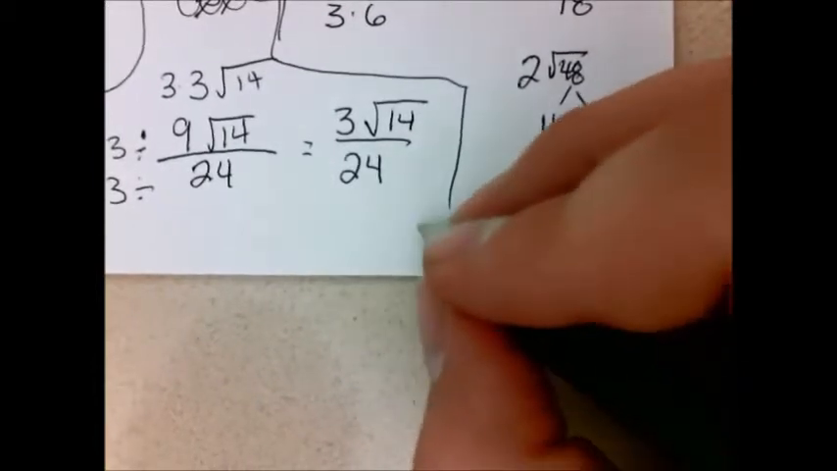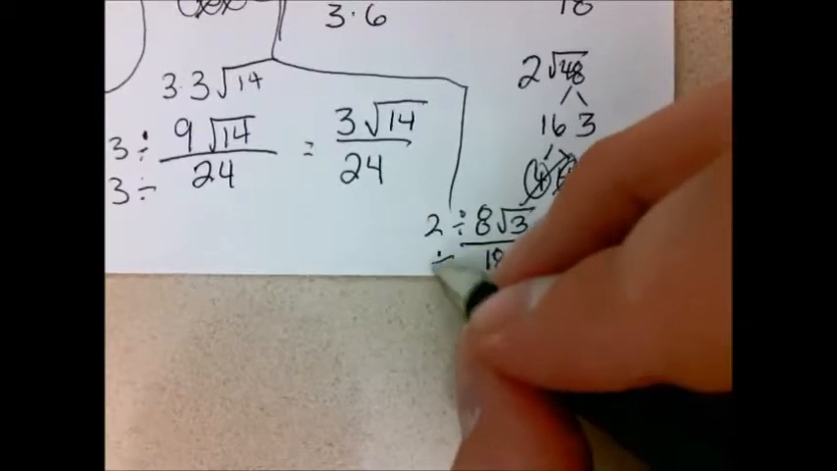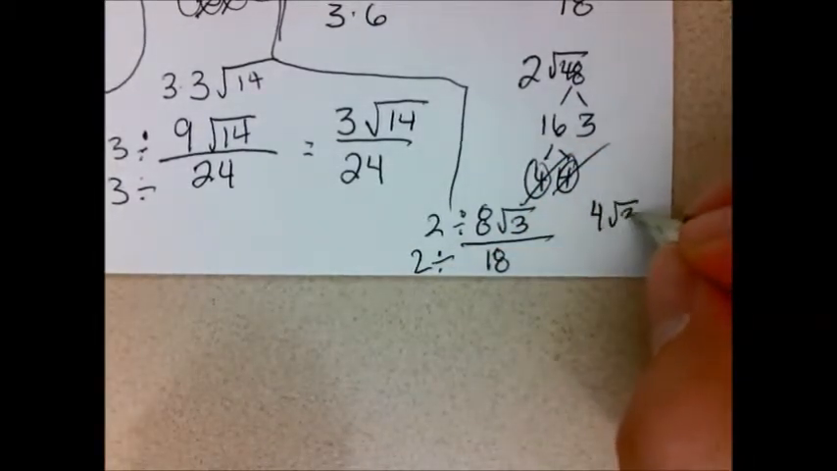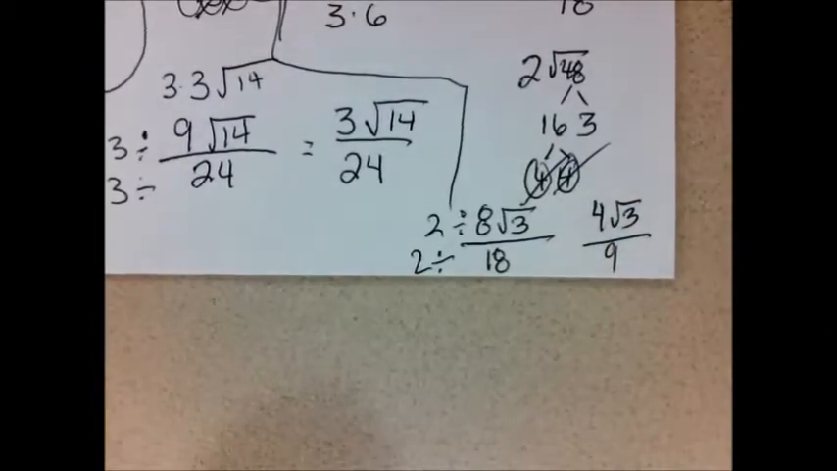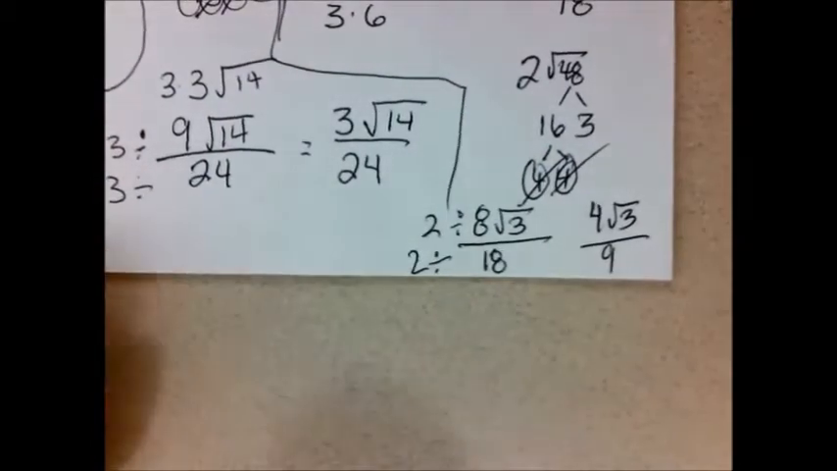The top. So remember, you don't have to write this part down if you don't want to. Bottom can be divided by 2. So it becomes 4 square root 3 over 9. Now I know this part's kind of hard. We'll be doing this again on Thursday for you guys. So don't fret. I'm going to try to re-explain it again on Thursday if you don't get it right now.